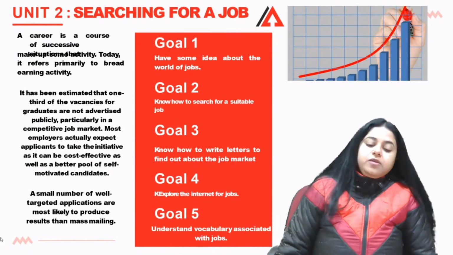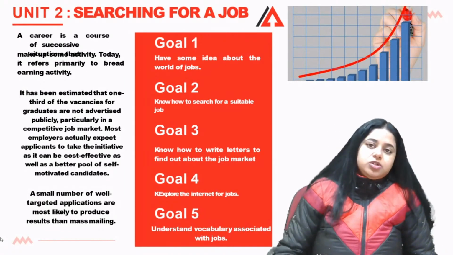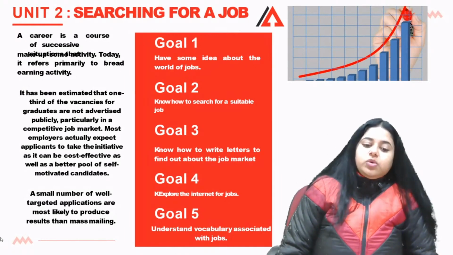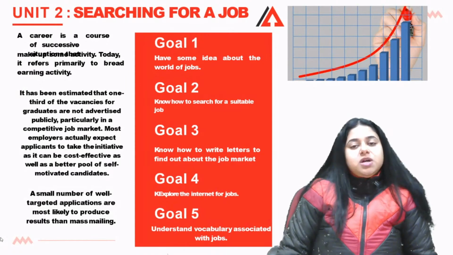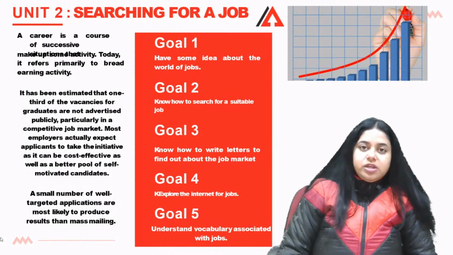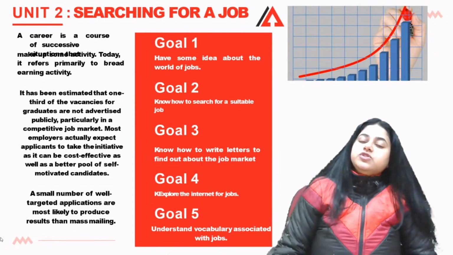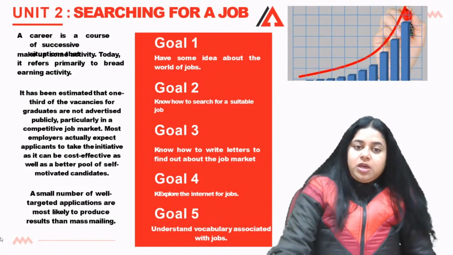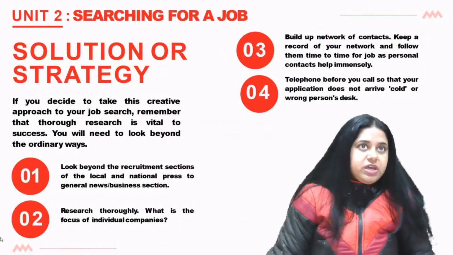This is another task, the fifth task for you. You do not need to do it all today, but do it over a period of time, probably this month. Now the fifth goal is to understand the vocabulary associated with jobs. When you start exploring the job space, whether on the internet or in the newspaper, you will come to know that there is certain vocabulary associated with these jobs, and you will become familiar with the pattern. Okay, so these are the important things. Maybe we need five tasks for today. Let's move to the next section.